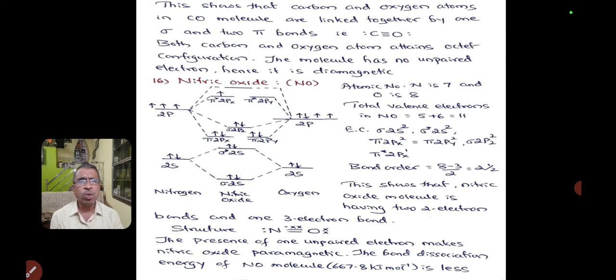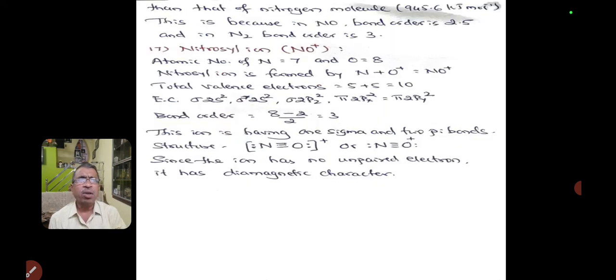The bond dissociation energy of the nitric oxide molecule is 667.8 kilojoules per mole, which is less than that of the nitrogen molecule, that is 945.6 kilojoules per mole. This is because in nitric oxide the bond order is 2.5 and in nitrogen the bond order is 3.